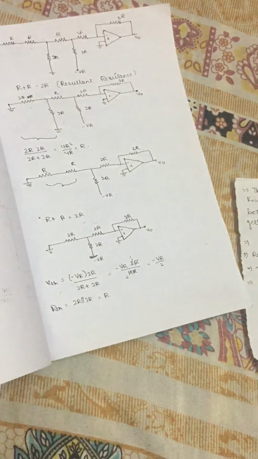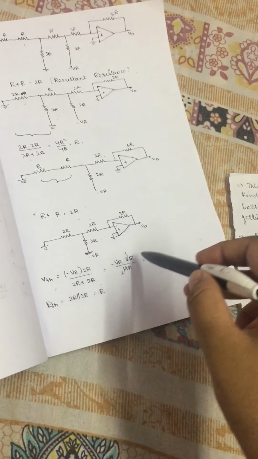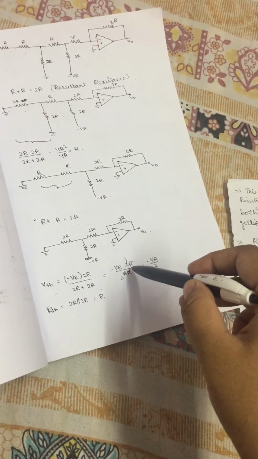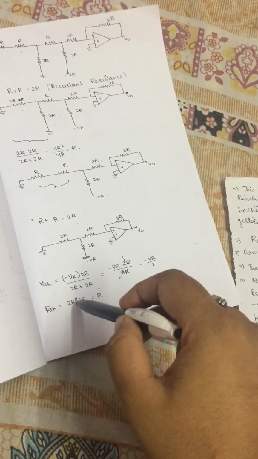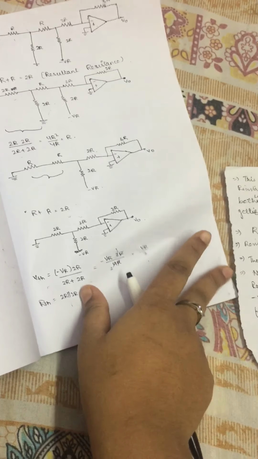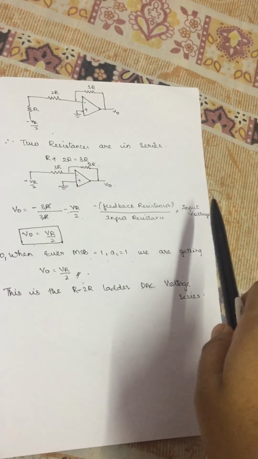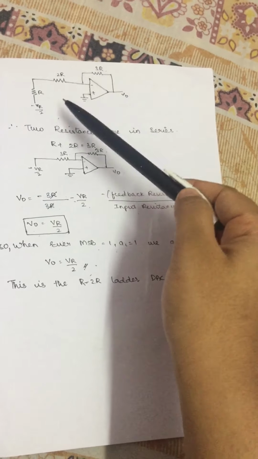formula. VTH equals minus VR into 2R by 2R plus 2R, equals minus VR into 2R by 4R. R and R are cancelled, 2 and 2 are cancelled, equals minus VR by 2. RTH equals 2R parallel to 2R equals R. This is the Thevenin's equivalent of the two resistances. As both are not connected to the ground, we need to get some equivalent voltage. The resultant resistance equals R and the equivalent voltage equals minus VR by 2.